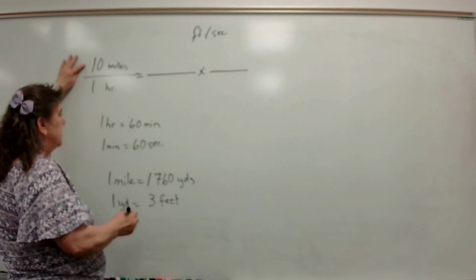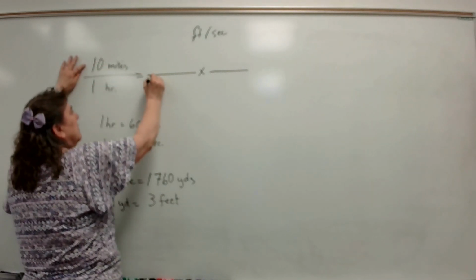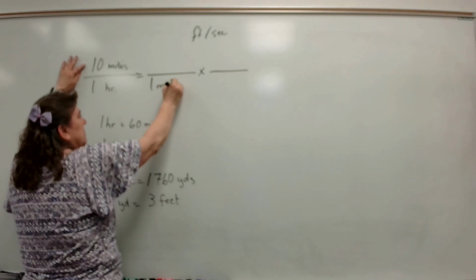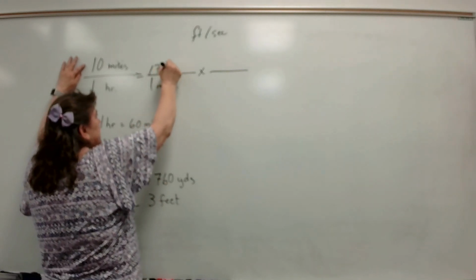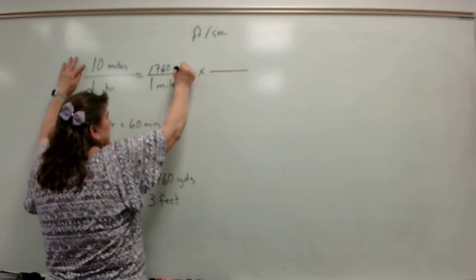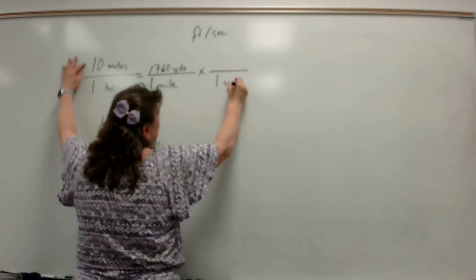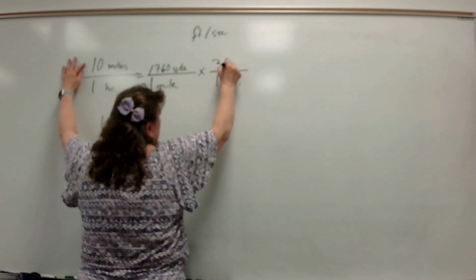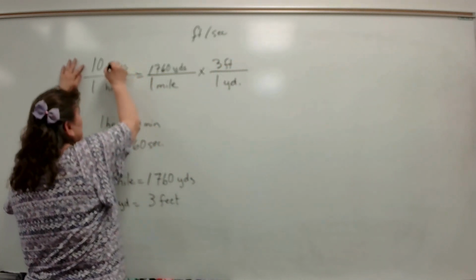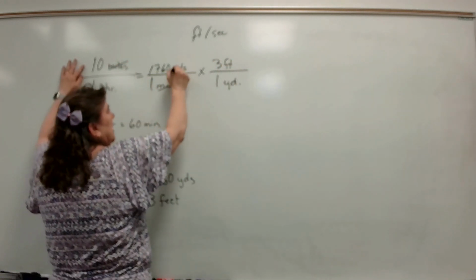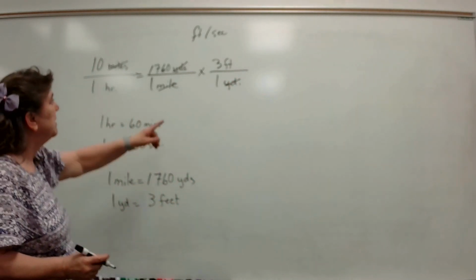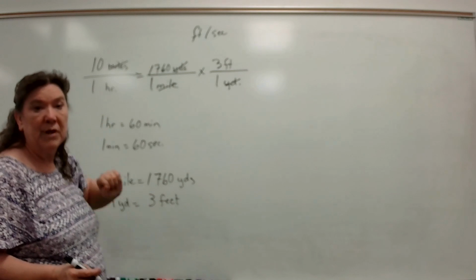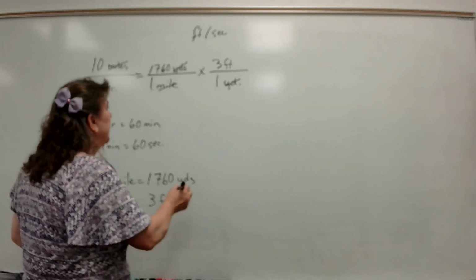Let's start with miles. So I have 1 mile, has to go on the bottom, and a mile is 1,760 yards. And now 1 yard is equal to 3 feet. So you see your miles cancel the miles, my yards cancel my yards, and I'm left now with feet on the top because we want feet per second. So feet has to be in the numerator.